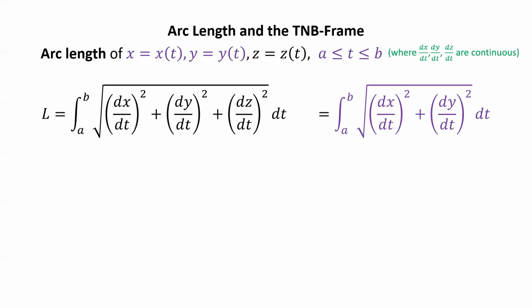Just note that if we were doing this in 2-space, it would be analogous. So in 2-space, we would have the integral from a to b of the square root of (dx/dt) squared plus (dy/dt) squared dt.